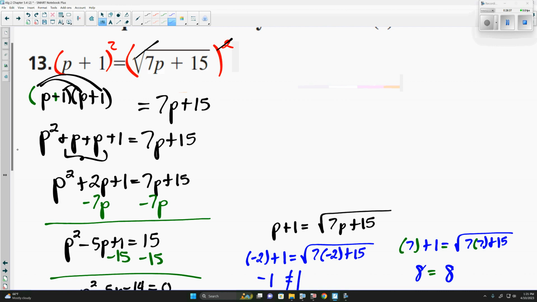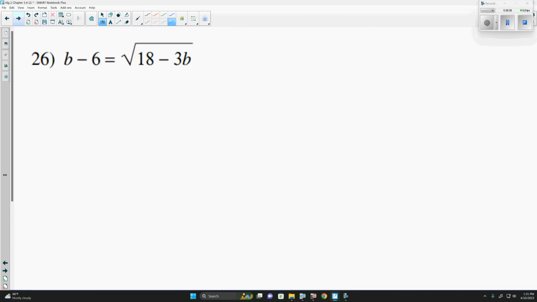Any questions on this here? Do we feel comfortable with these here? Let's look at this one here because it's not any more challenging. It's just, is the radical by itself?